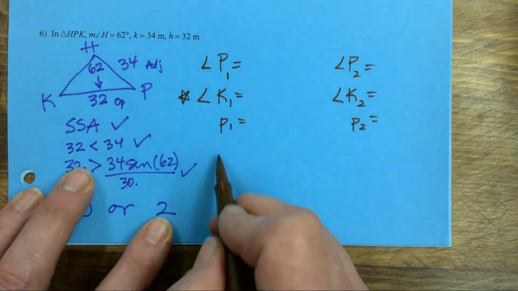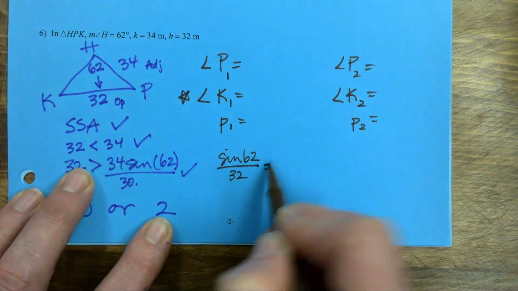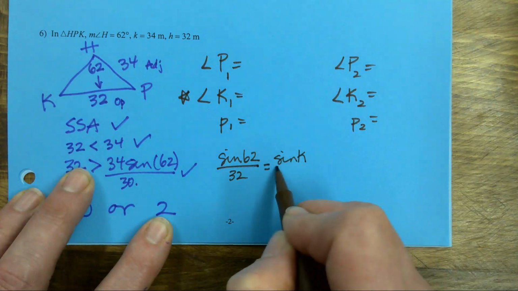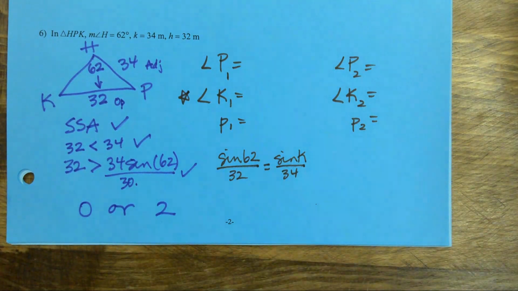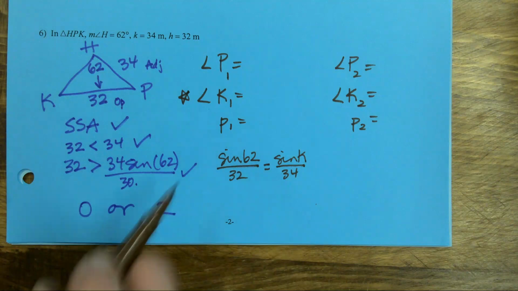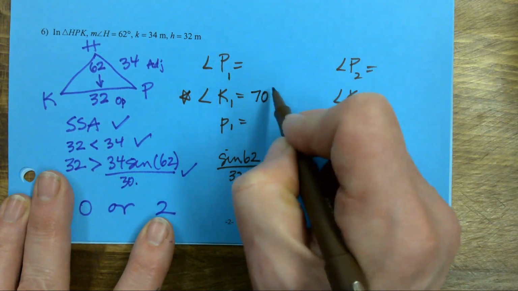So I'll do my setup. The sine of 62 over 32 is equal to the sine of K over 34. And this is definitely going to give me a first quadrant answer. I'll wait to hear from you what it is. And then I need to find the second quadrant answer. So what's the first quadrant answer when you do your plug, plug, plug? Anyone get an answer? 69.7. Let's just call it 70 for ease of math right now.